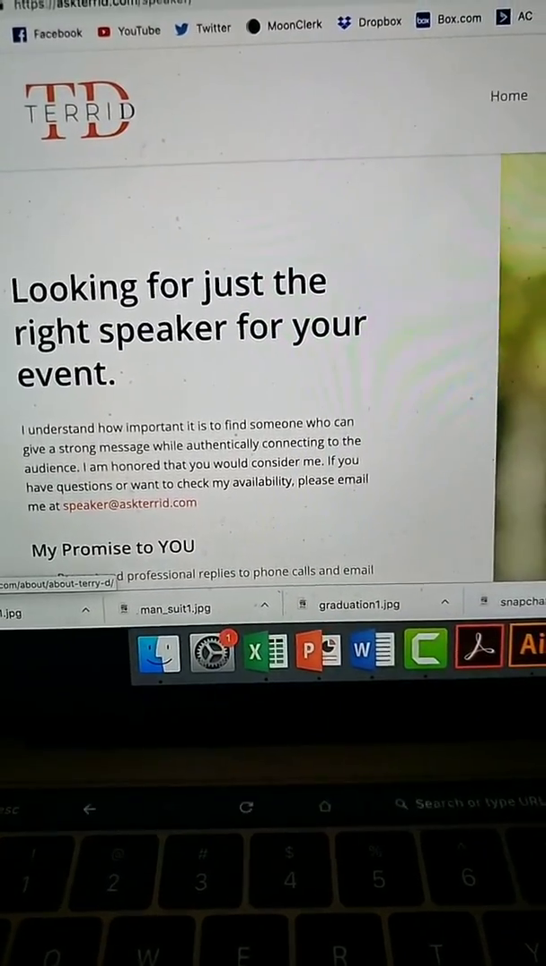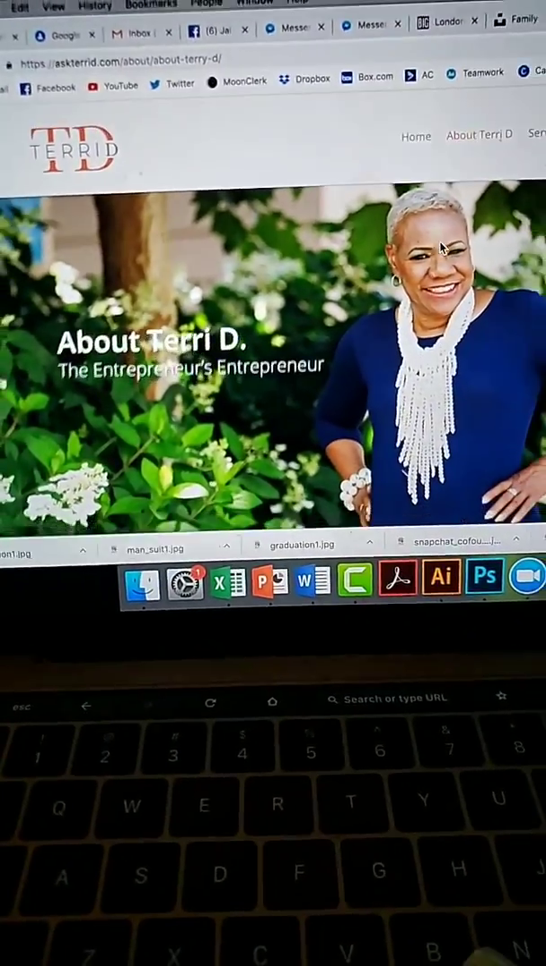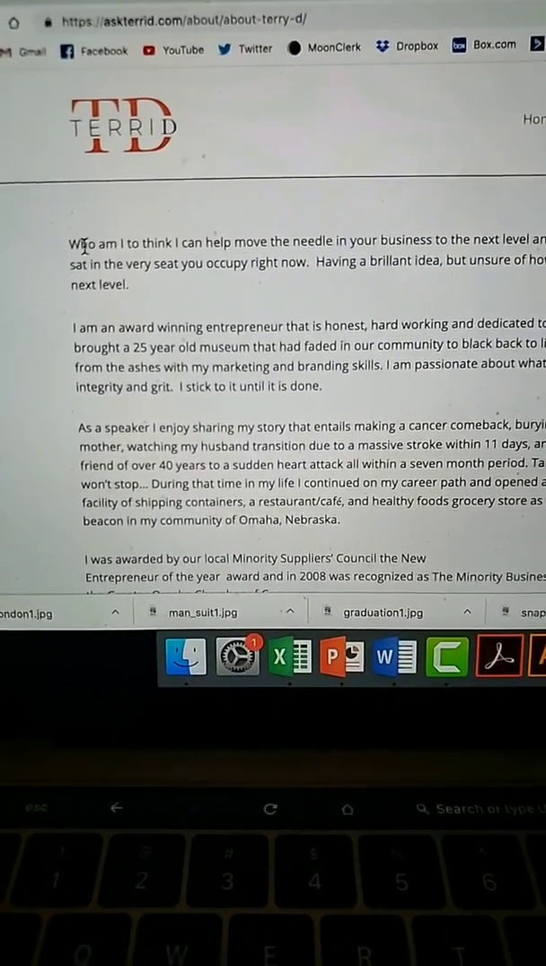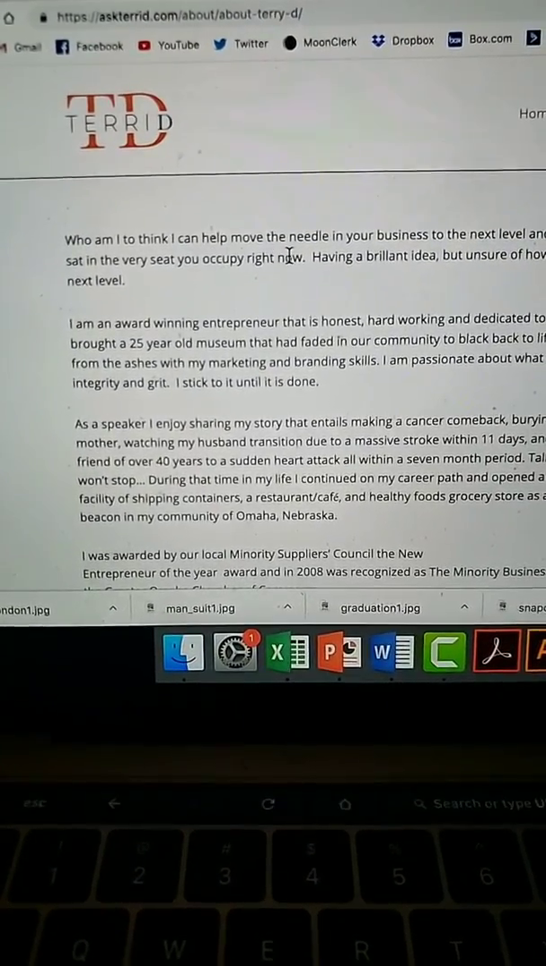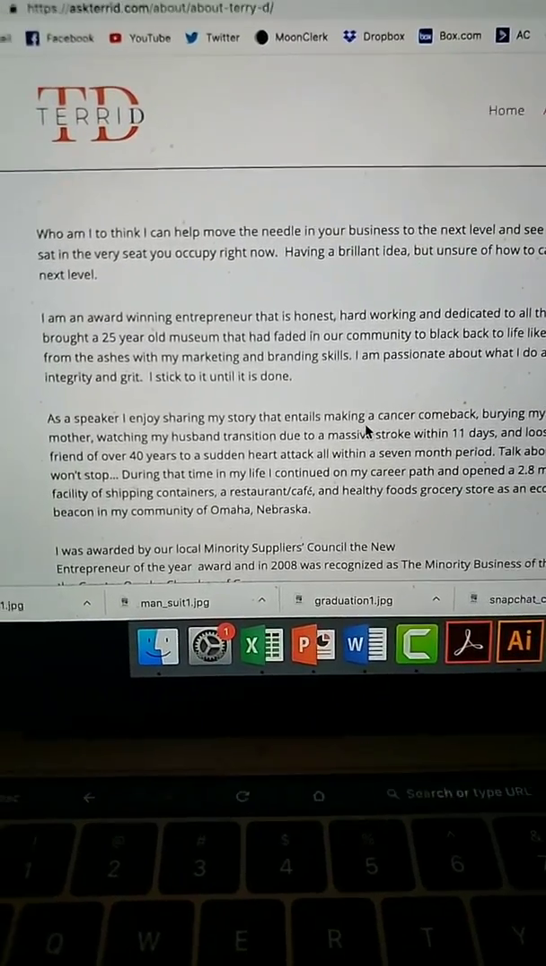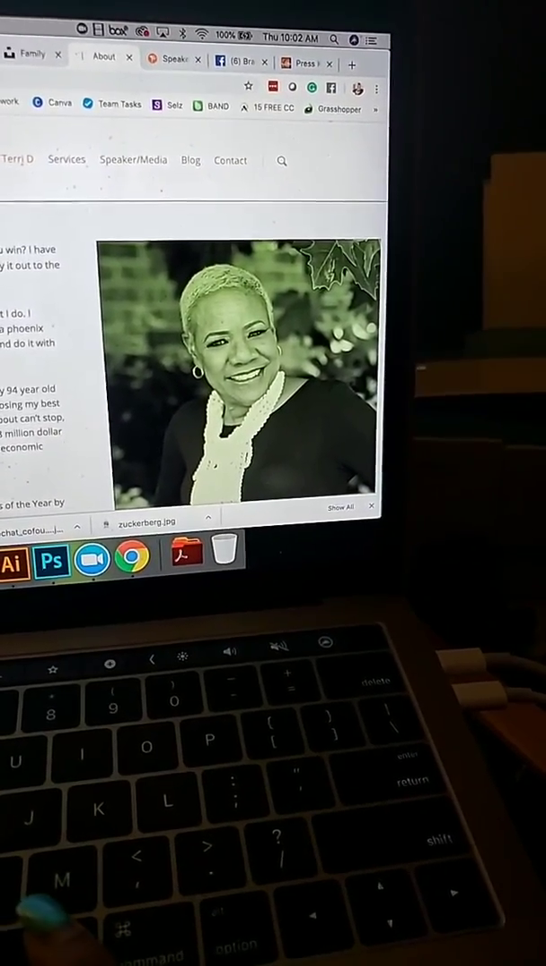And you know what? I want to take a quick look at her bio page while we're here, because I did say that that's one of the pages that are important. I talked about the bio being written in first person. So with hers, it says, who am I to think I can help you move the needle? And then she just kind of talks. Again, it's written in first person, and that's Miss Terry right there.